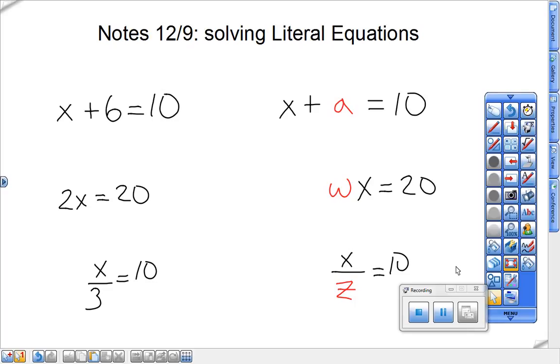It doesn't matter that there's an a there. I would still, to get that x by itself, get rid of that a by subtracting. So again, the math is done exactly the same. And again, when you're looking at these, the more you think about them, the easier it is.